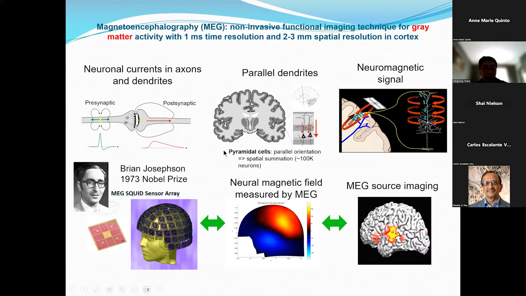The second condition is that we need a very sensitive sensor. This is the sensor we talked about, the SQUID, the superconducting quantum interference device, a very nice acronym. I think the acronym was originally coined by a physicist from UC Berkeley, John Clark. The SQUID sensor is based on a discovery by Brian Josephson, the Josephson junction, and Josephson won the Nobel Prize in 1973. So that's the MEG sensor shown over here.